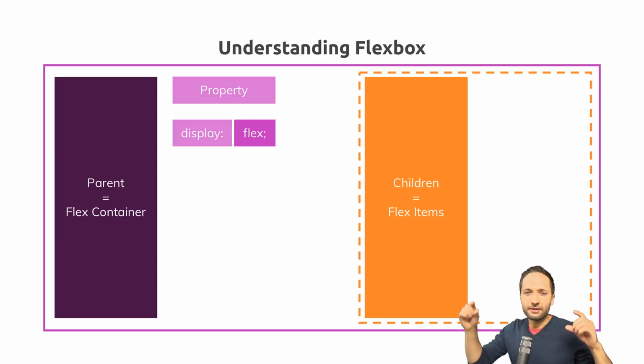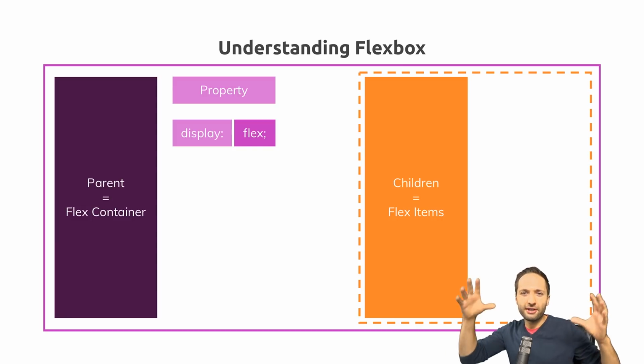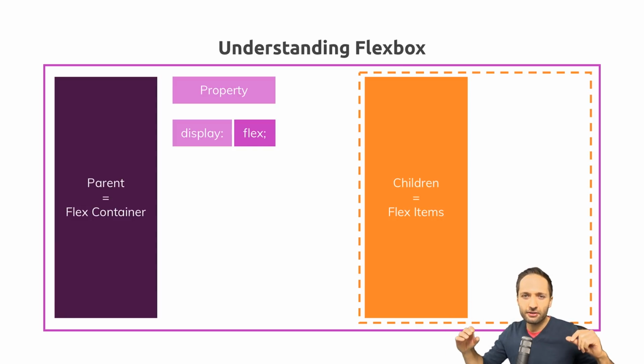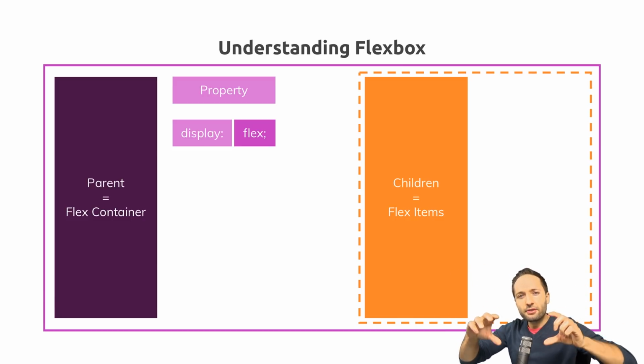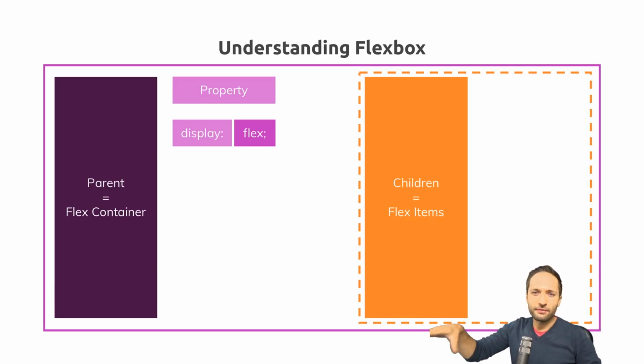Because you always add display flex to your parent element or kind of the wrapping element. And by that, you turn this parent or, as I said, this wrapping element into the flex container. And inside this container, you then have all these different flex items. So the flex items are basically nested elements inside of this parent element. So that's important to keep in mind.